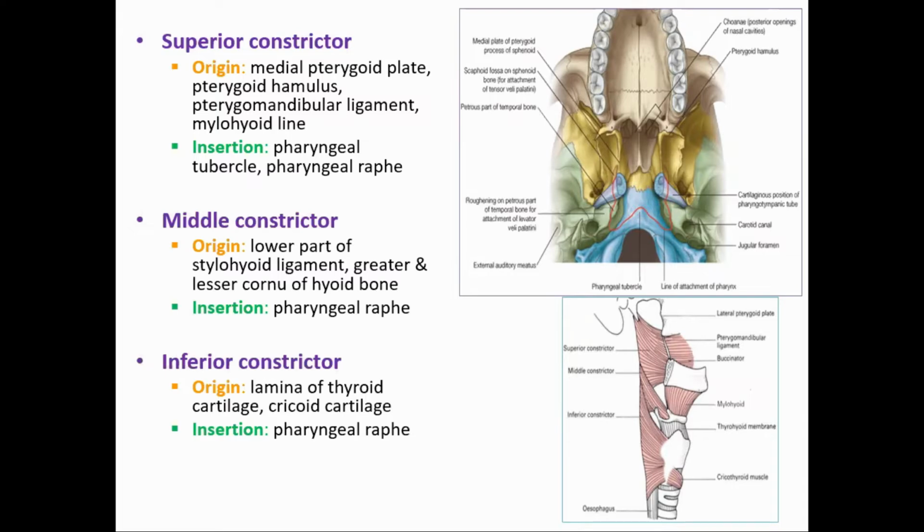Killian's dehiscence: the junction of the thyropharyngeus and the cricopharyngeus. It is the weakest part of the pharynx, at the junction of the thyropharyngeus and the cricopharyngeus, which are parts of the inferior constrictor muscles. That weak part is named the dehiscence of Killian, or Killian's dehiscence.